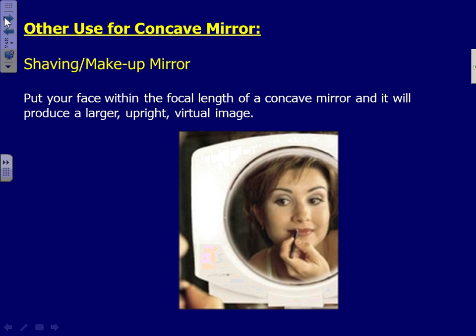Obviously, in a makeup mirror, the curvature isn't as great. The greater the curvature is, the bigger the image is. You can see that one's got a greater curvature, so it's even bigger. On a makeup mirror, it's just a tiny little curvature. It just makes it look a little bit big, so the focal length is really long. You flip it over, and it looks the same. You flip it, it's a little bigger because it's just got a little bit of a curvature to it. So put your face within the focal length and it will make a larger upright virtual image. You can see that. So that's how those mirrors work.